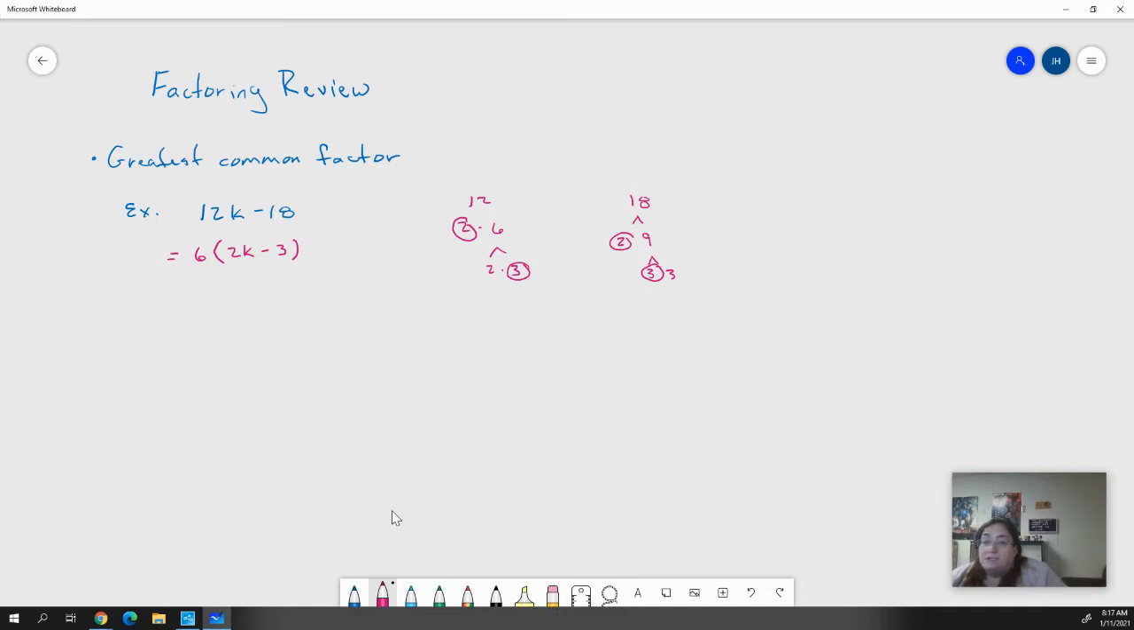So let's look at another example. What if I have something much bigger? Example number 2. What if I have 40x to the 8th power times y plus 64x to the 4th times y. And I want to find the greatest common factor of these. And I'm looking at them and I'm going, well, what do they have in common?